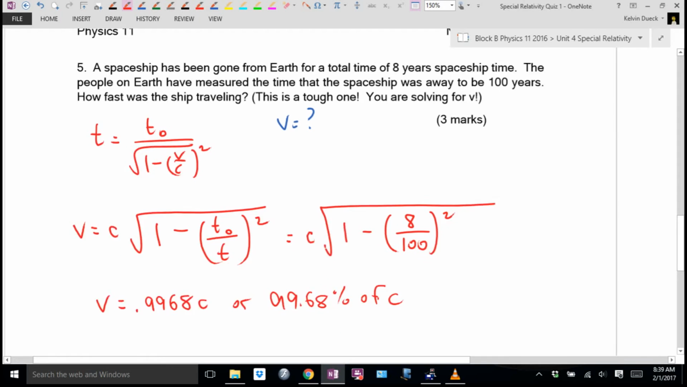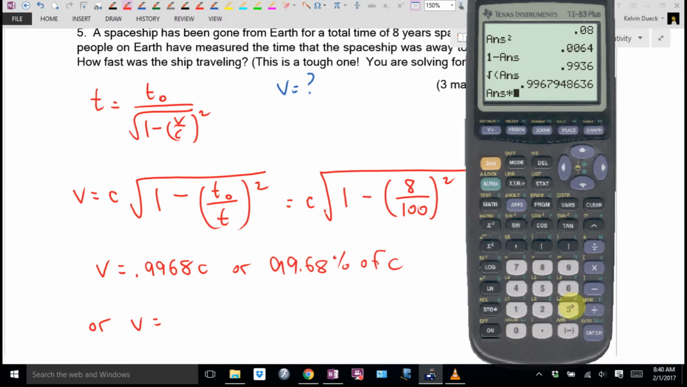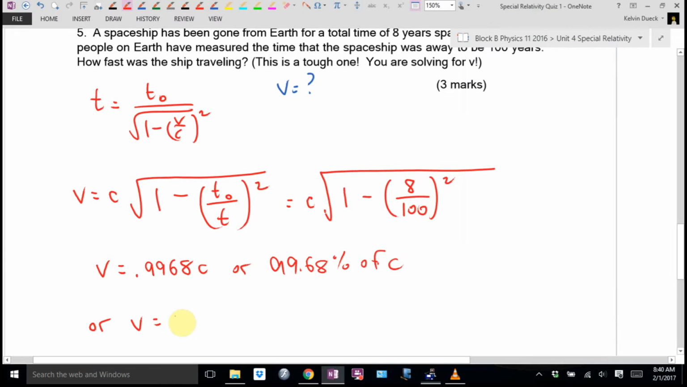And if you said that, you got 3 out of 3. Or if you went to meters per second, because the question didn't say, you would multiply that by the speed of light, and you would get 2.99 times 10 to the 8th meters per second. Wow, that's pretty fast. I would take that and give you 3 marks as well.